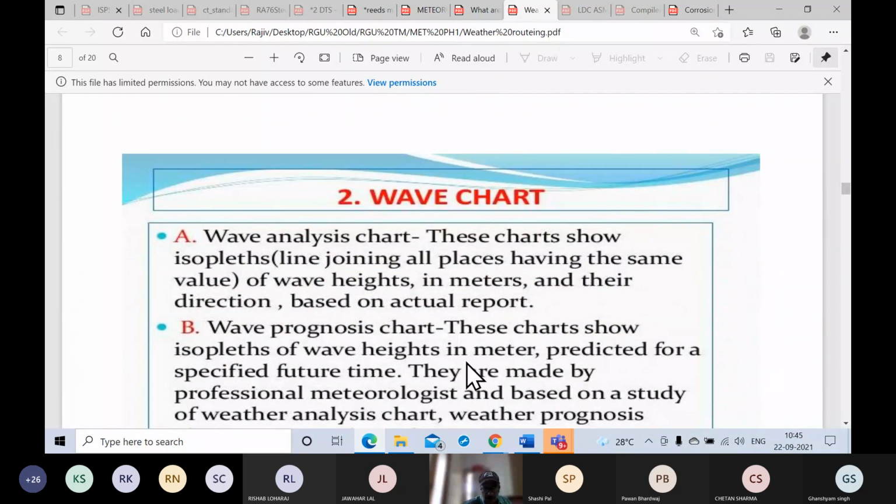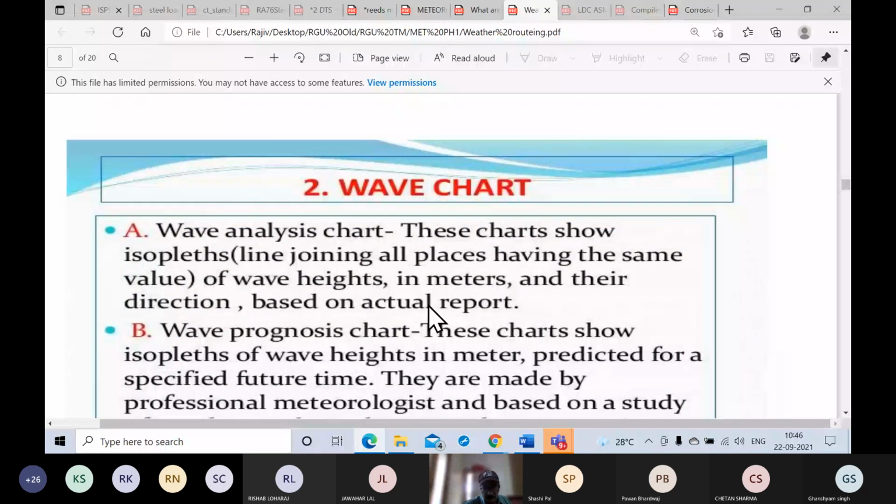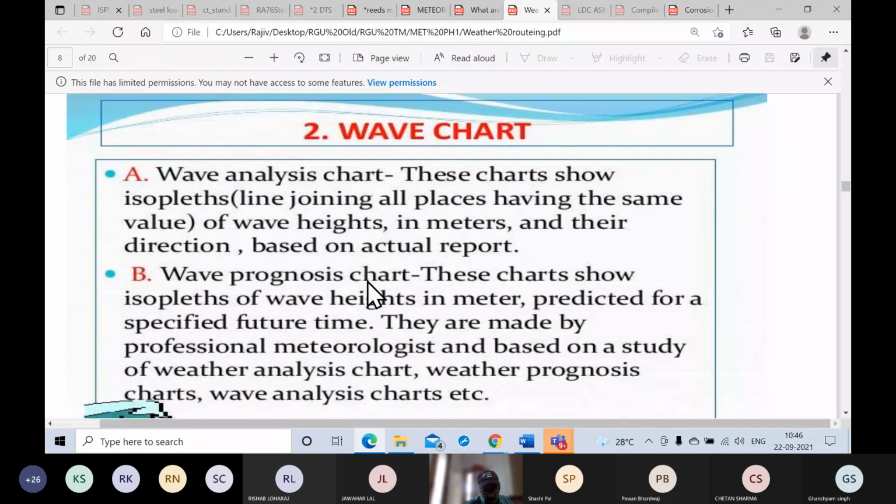And it goes on. Wave chart. This is something different. These are charts which show isoplats, that is, lines joining places having the same value of wave height in meters and their direction, based on actual reports. Wave charts are also used, so you are aware of the places joined having the same value of wave heights in meters and their direction, based on actual reports received.